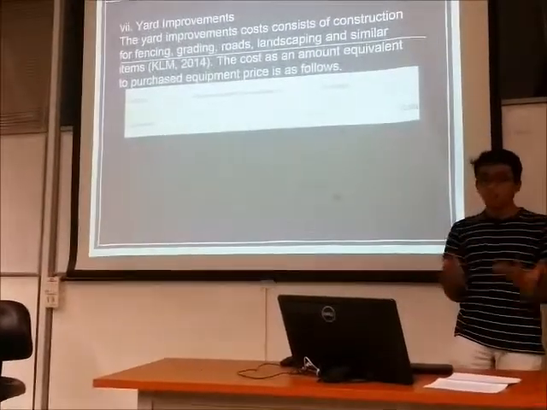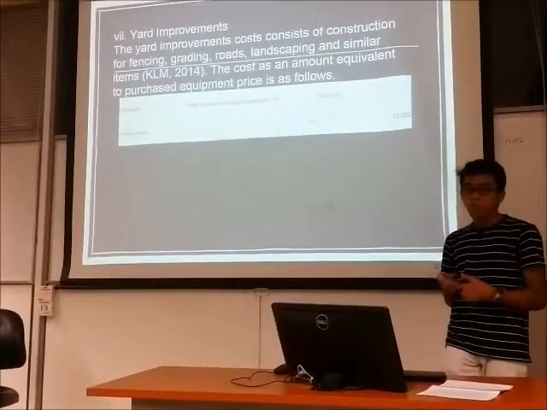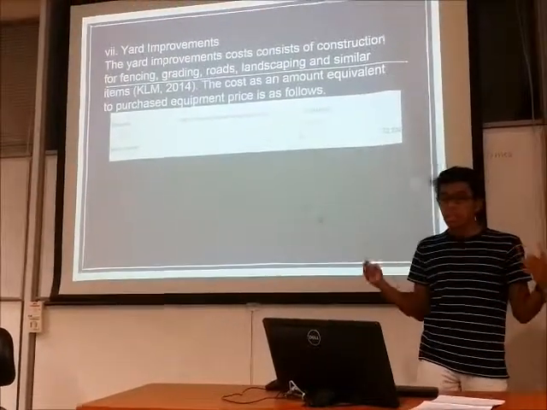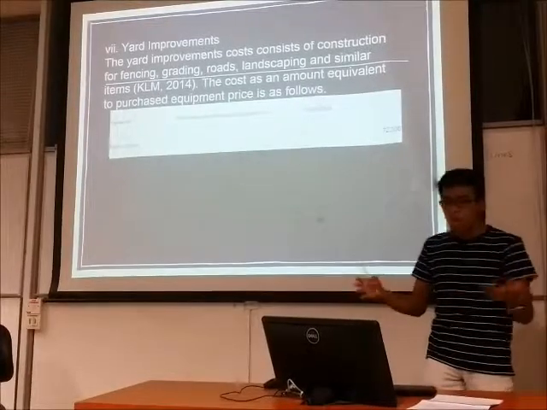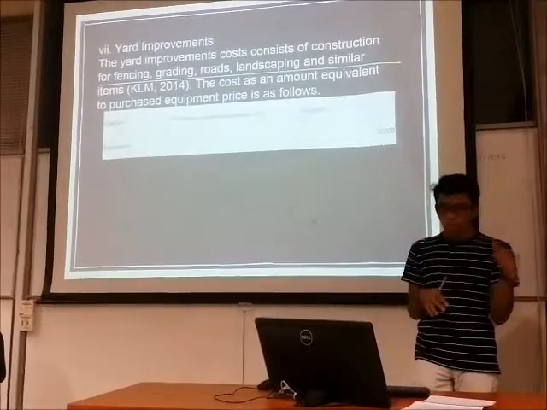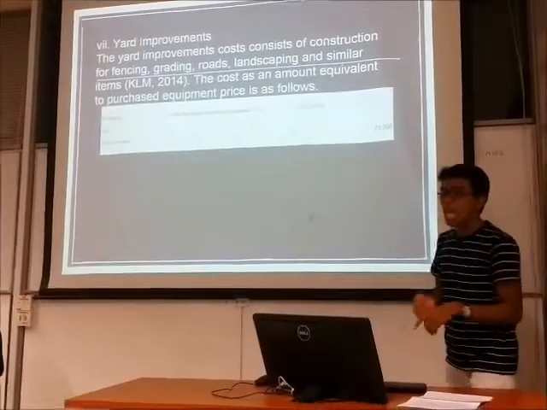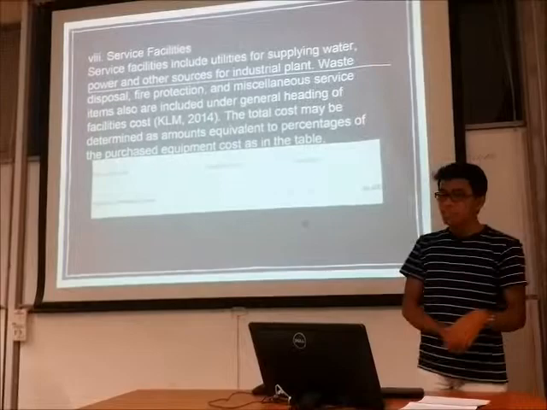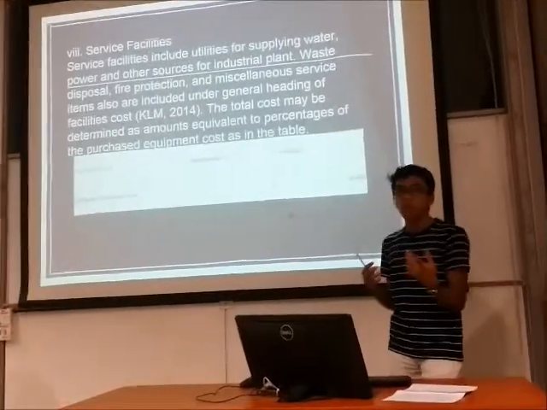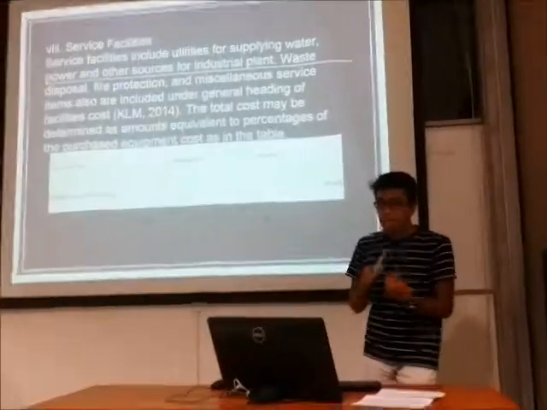And then yard improvement, for sure we have to do the improvements, right? Which is cost in fencing, grading, roads, landscaping, and similar items. Okay, it costs around 72,300. Next, service facilities. It costs you around 96,400.